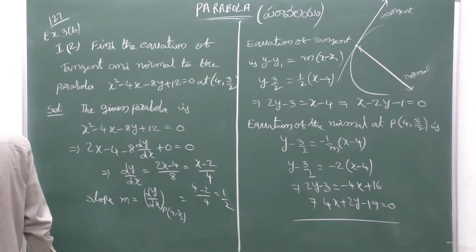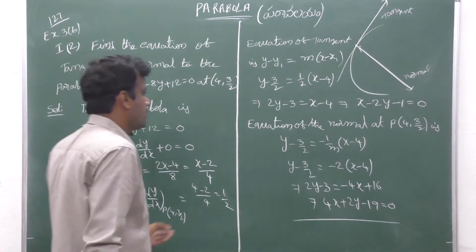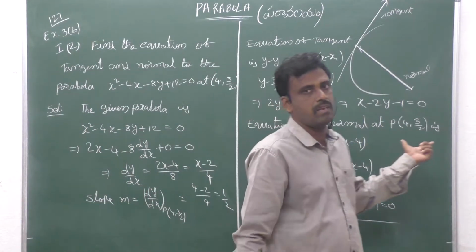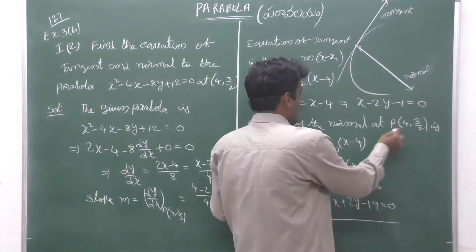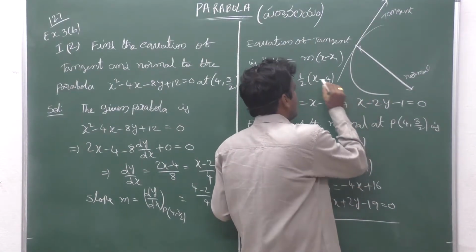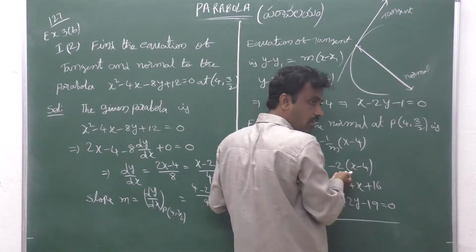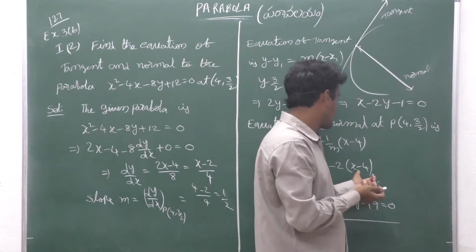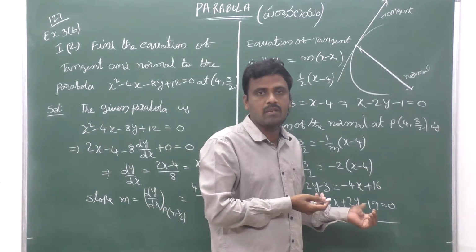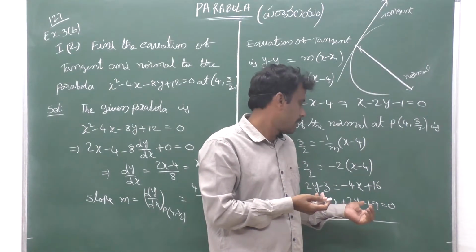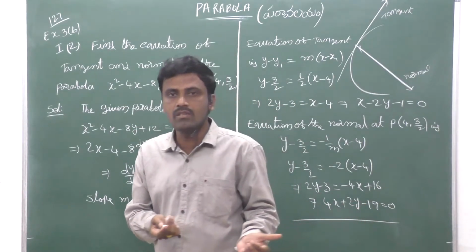Next, equation of the normal. Normal means y minus y1 equal to minus 1 by m into x minus x1. y minus 3 by 2 equal to minus 1 by m, that is the reciprocal of 1 by 2, minus 2, into x minus 4. Cross multiplication we get the equation of the normal is 4x plus 2y minus 19 equal to 0.